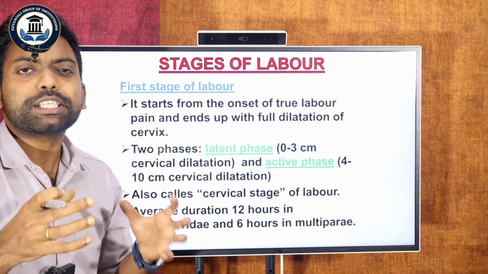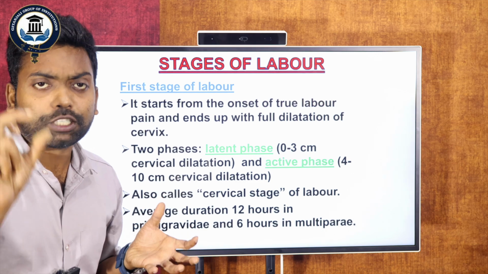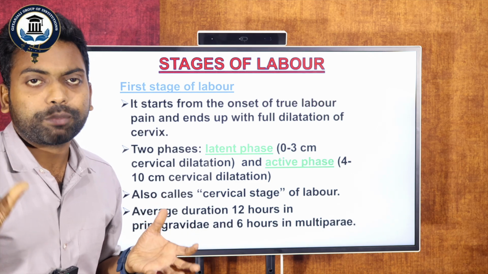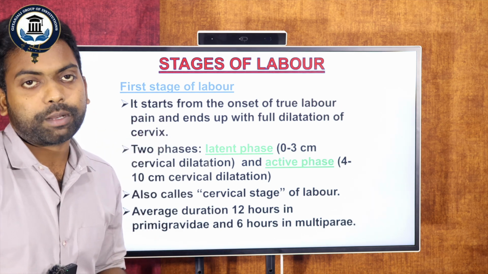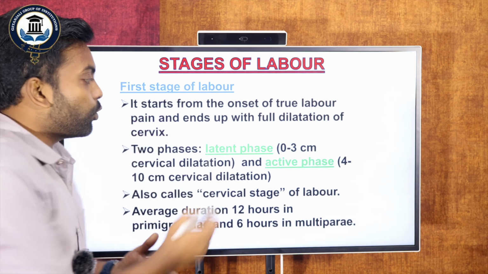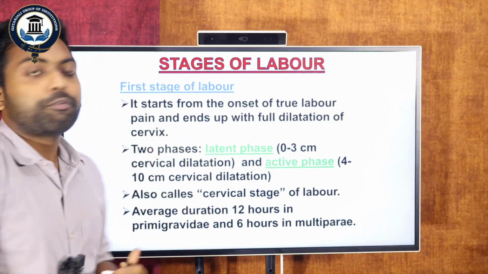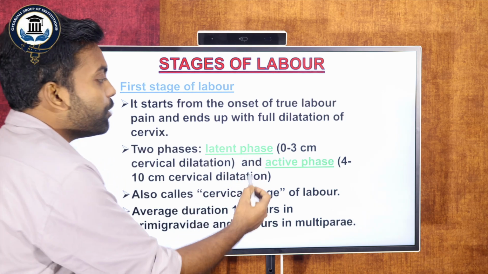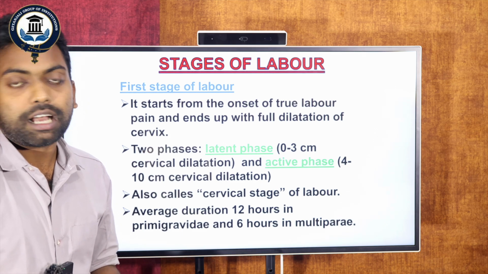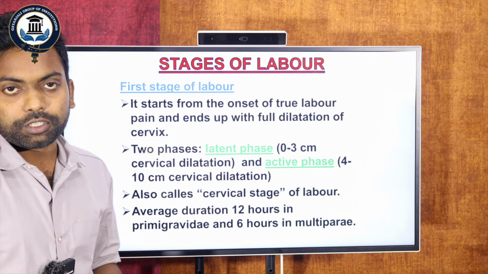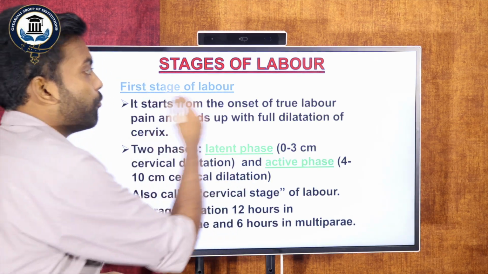There are different kinds of factors affecting the dilatation of the cervix. The first main factor is oxytocin, one of the hormones helpful for the dilatation of the cervix during the first stage of labor. So 0 to 3 centimeters dilatation will occur in the latent phase, whereas in the second phase, 4 to 10 centimeters of cervical dilatation we can observe, which is called the active phase. So these two phases, latent phase and active phase, we can observe in the first stage of labor.